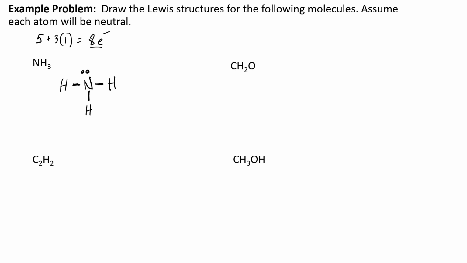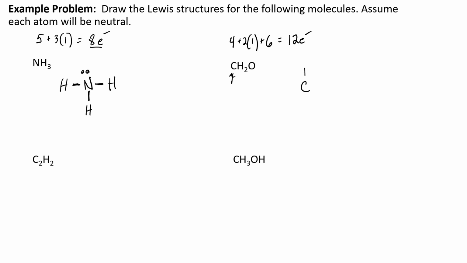Let's look at the next one, CH2O. So carbon has 4 electrons. We have 2 of the hydrogens, so 1 valence electron each. Oxygen has 6 valence electrons, so that gives me 12 electrons to use. My central atom, step 2, should be carbon. Remember, hydrogen is never in the center. And carbon is less electronegative than oxygen. If you need to pause the video and look at your periodic table, do that.